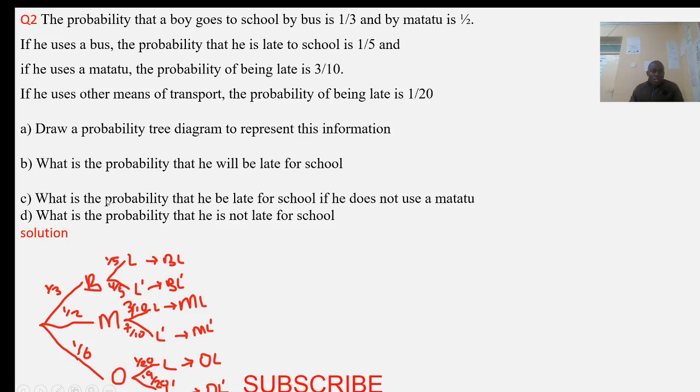That is the probability that he will be late for school if he does not use a matatu. What is the probability that he is not late for school? The probability that he is not late for school is 1 minus the probability that he is late for school. Remember, we calculated the probability that he will be late for school. It's 1 minus the probability that he is late, or you calculate a third times 4 over 5 plus a half times 7 over 10 plus 1 over 6 times 19 over 20. It will give you the same results.